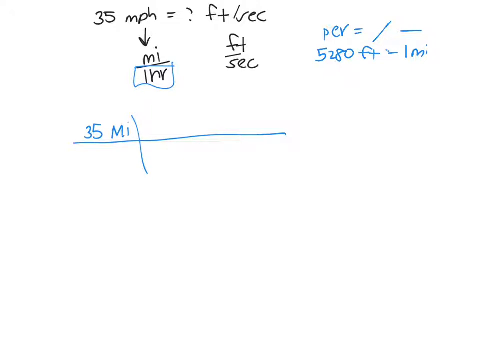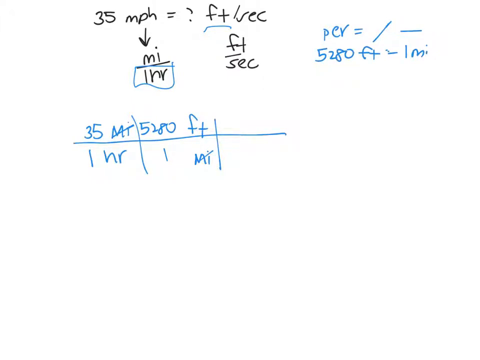Just like I was doing before, mile goes on the bottom when I'm trying to convert into feet on the top, cross miles out. Make sure your numbers and units match. So 5,280 goes on the top and 1 goes on the bottom. Right now I've just converted my distance, miles to feet, what I wanted to get it into. Now that that's done, this 1 hour is still there. We just basically ignored it for now.